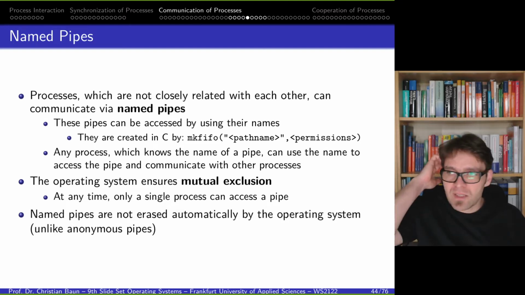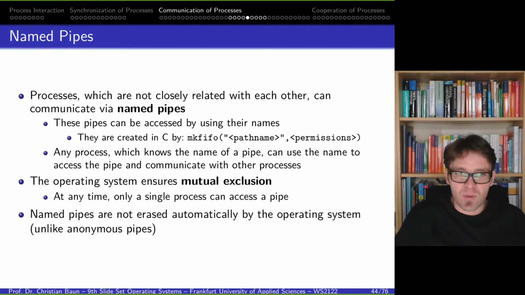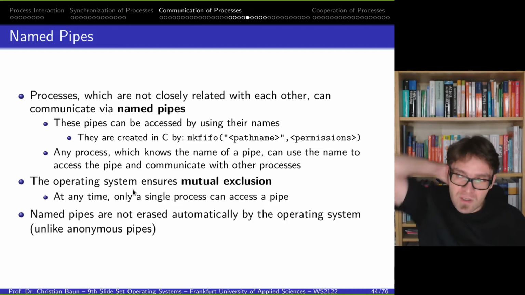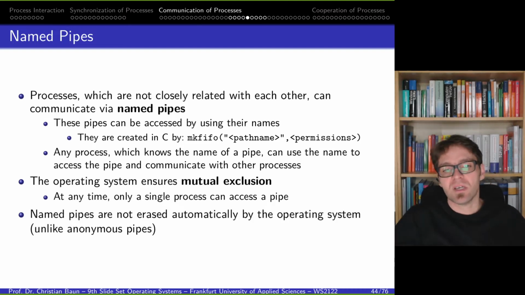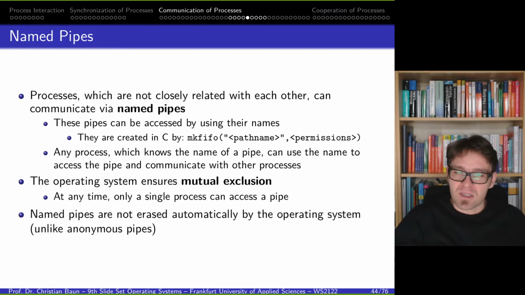So the operating system again will take care about some mutual exclusion, and it's ensured that only a single process can access such a named pipe per time. And in contrast to the anonymous pipes, the named pipes are not erased automatically at any time, except if you switch off your computer.